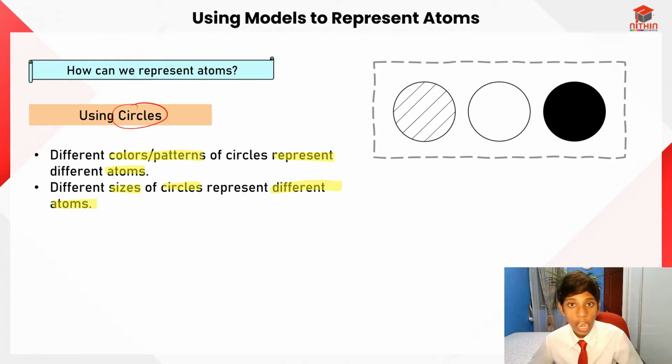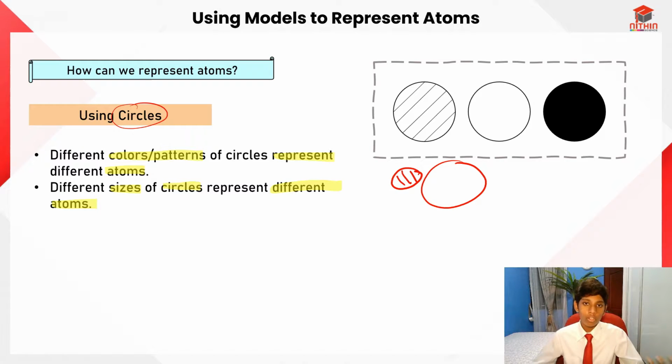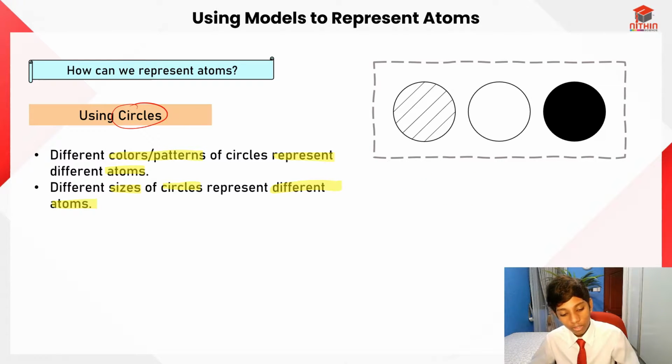Imagine hydrogen. Basically you can have a small circle that is shaded, while if you have chlorine, you can have a bigger circle which is not shaded. Okay, so you could write chlorine inside and hydrogen inside, or you don't need to. Okay, so I hope you understand what I'm trying to say here. And with that, let's move on to the next.